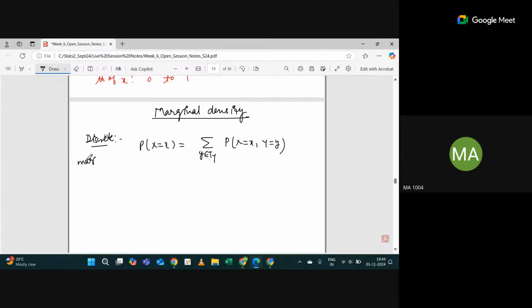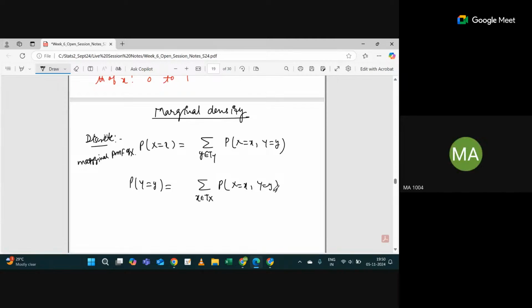Can you recall, or did you forget? This is the marginal PMF of x, right? And in the case of y, what you have to do is sum throughout the range of x of the joint PMF. Is this clear? Is this okay to all of you?